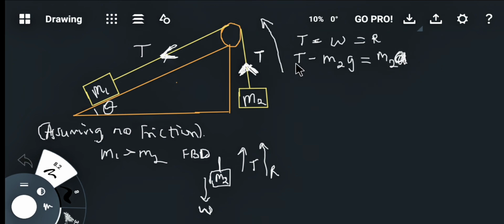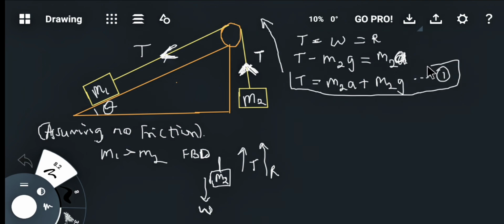So that is it. If we make T the subject of the formula, we can see that T is equal to M2A plus M2G. So that becomes equation 1. We can keep that in mind. So that is the tension on M2.